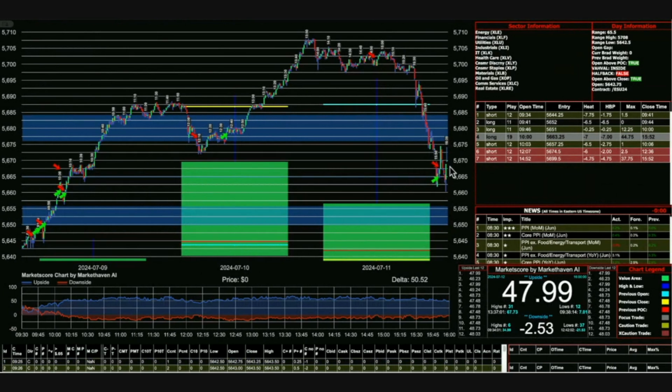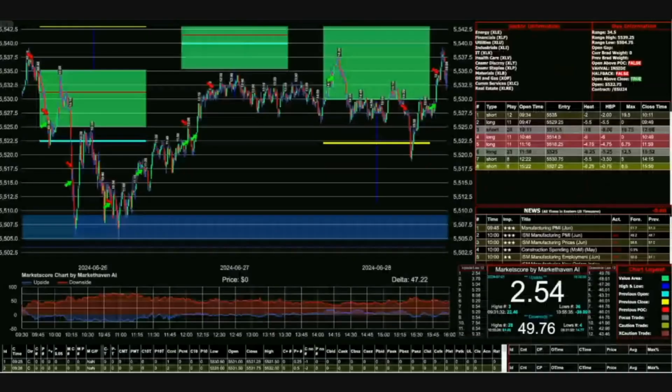And then we end up closing, what is that, 45 points below where we were at just a few minutes earlier. So again, same kind of thing. That's the heavy pressure day. And then here's the last one.